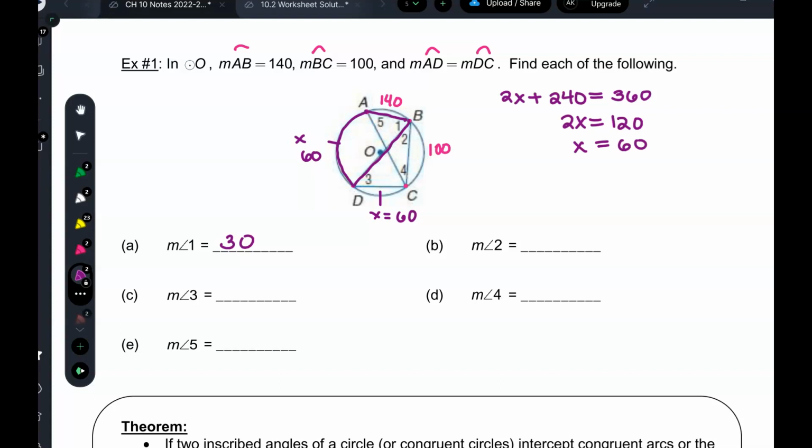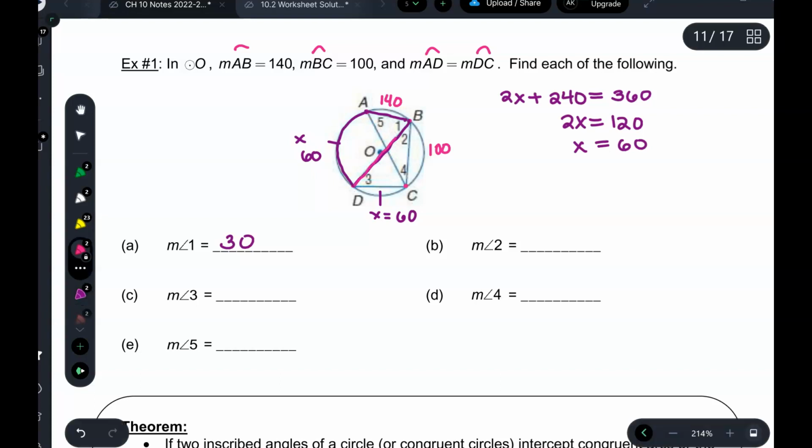All right, how about angle 2? So angle 2 is the same as angle DBC. So it's also 30, right? Here's angle 2. It's also 30 because it's half of the arc across from it, which is 60.